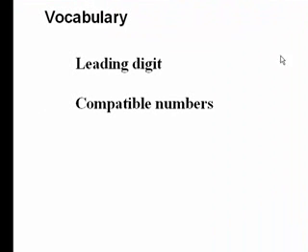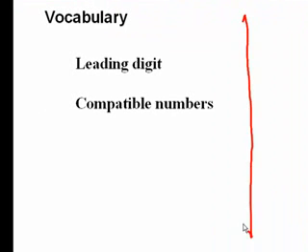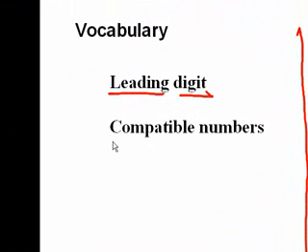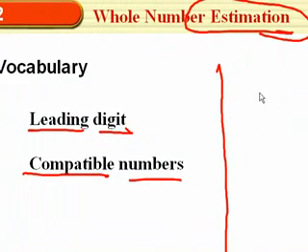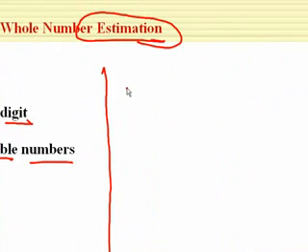So our vocabulary, we have our 2-column notes. So you make your line on one side here, you're writing leading digit. So do that right now, and then you write compatible numbers. Leading digit, an example of a leading digit would be like the number 324. The digit that is all the way to the left in the number would be the leading digit. The one that's worth the most is a way to look at it.